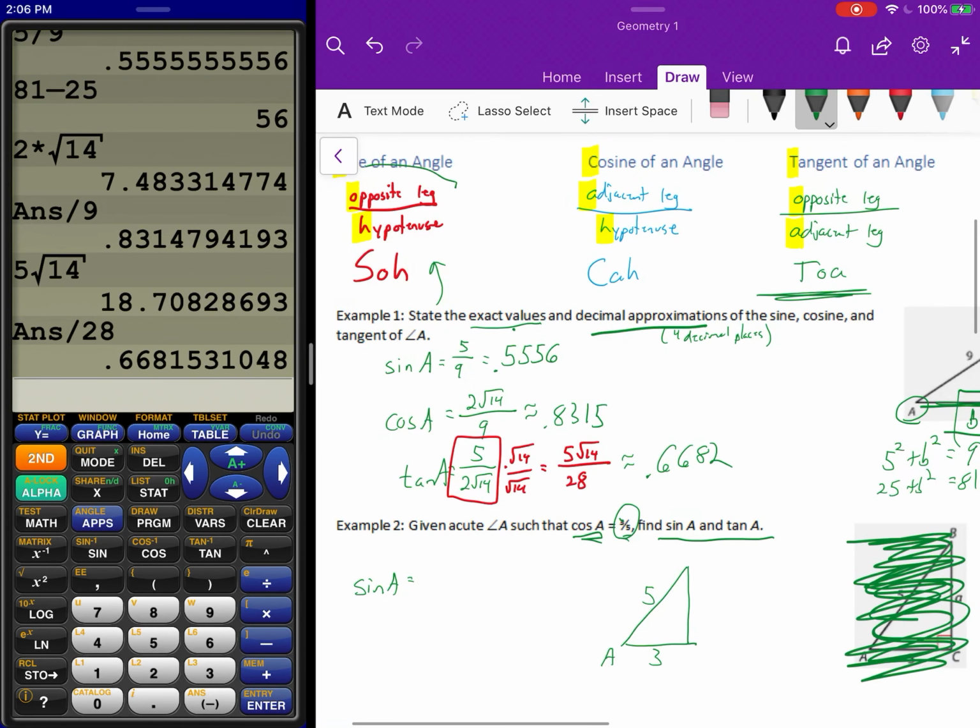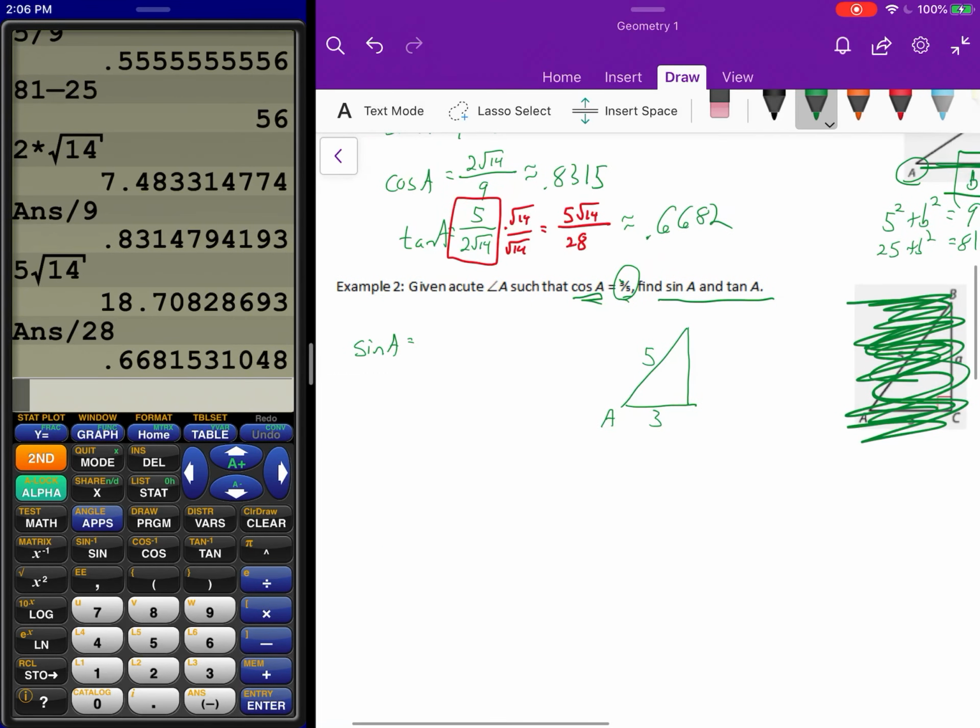And so in order to find sine of A, by definition, sine is opposite leg over hypotenuse. Well, we want this leg over here, which we don't have, but we could name it, and we could find it using the Pythagorean theorem. X squared plus 3 squared equals 5 squared. You might recognize this as a Pythagorean triple. Subtract 9 from both sides, which is 16. X has to equal 4, so we found what x is, so sine is 4 over 5.